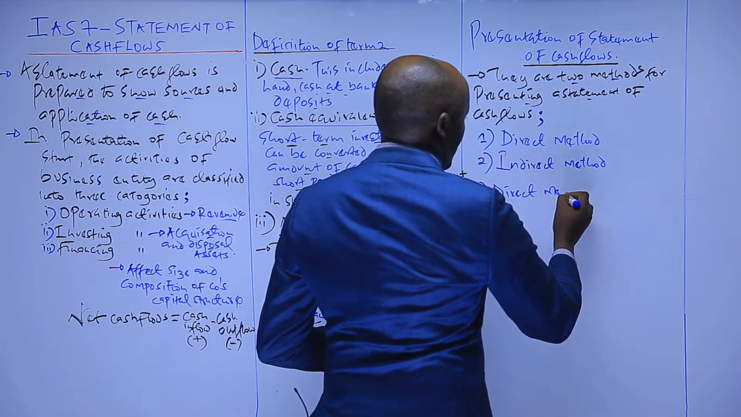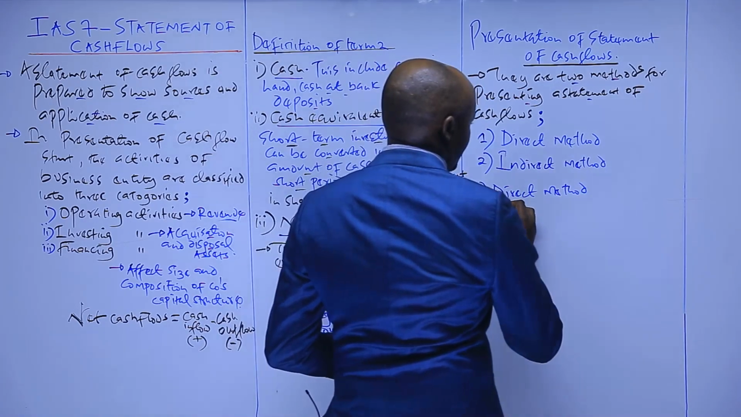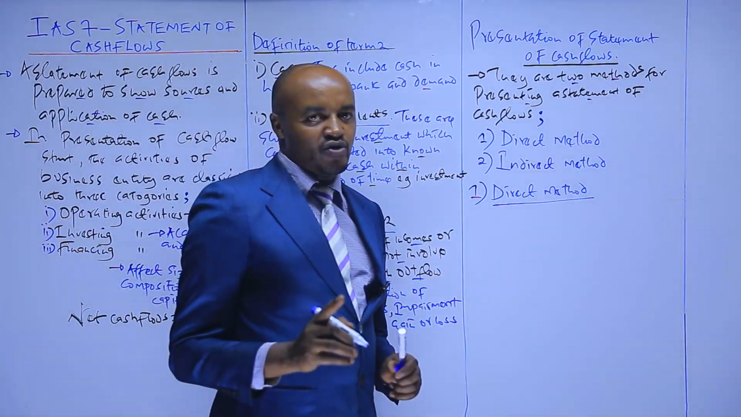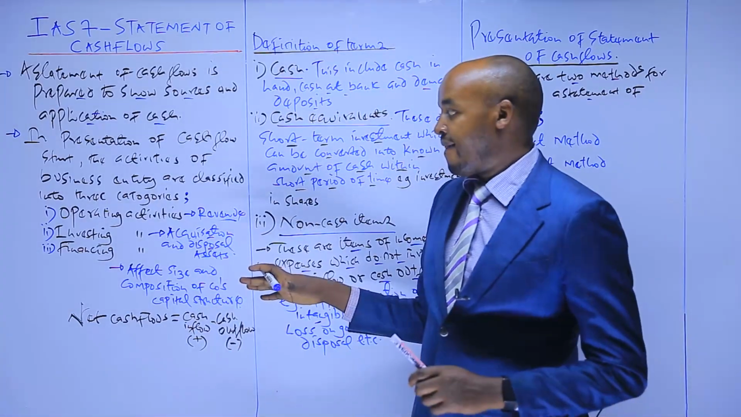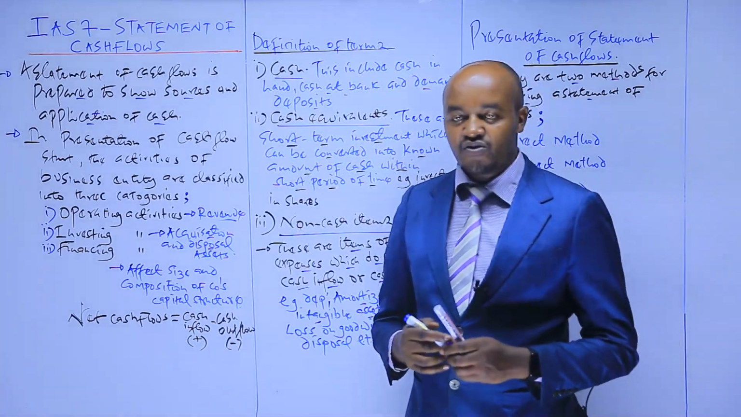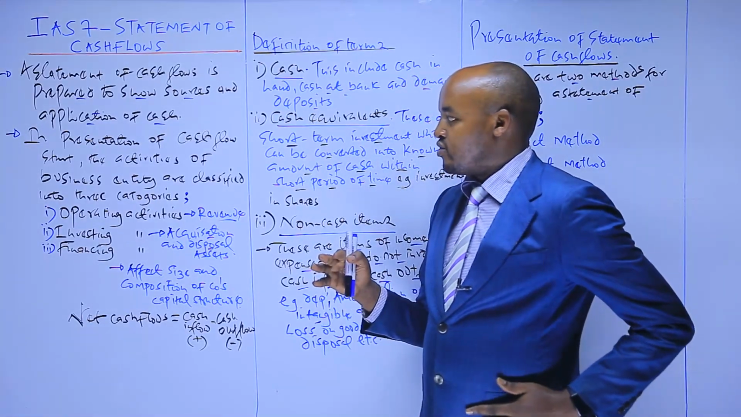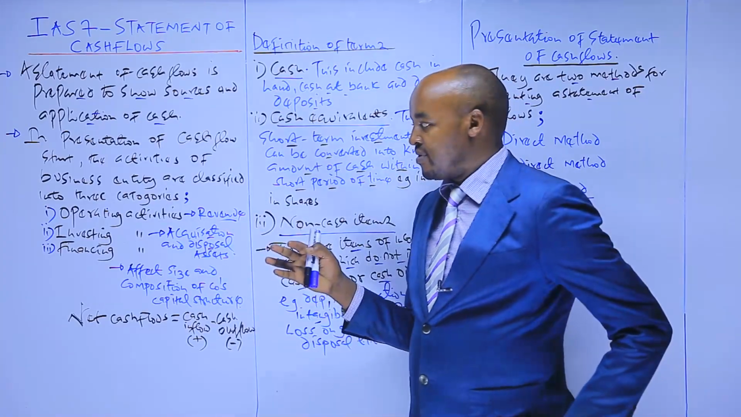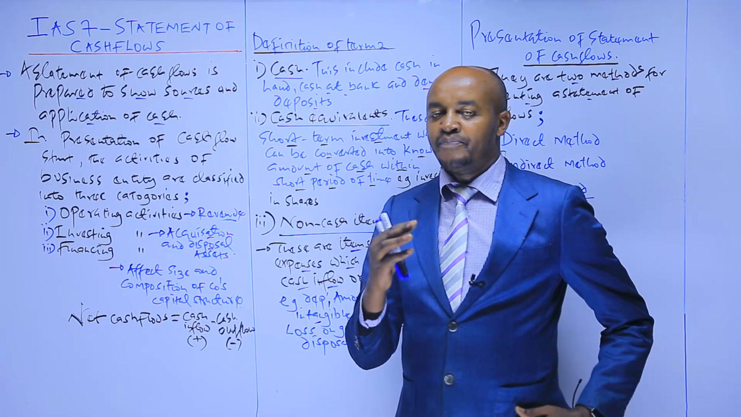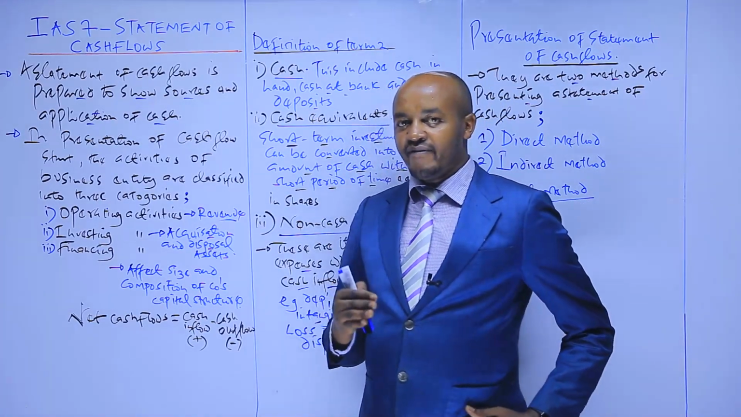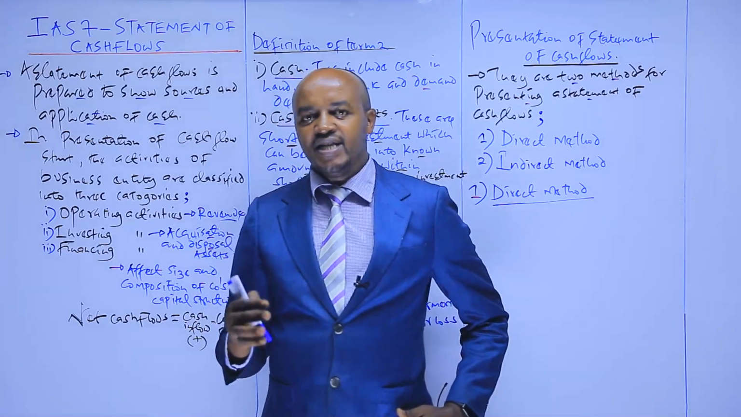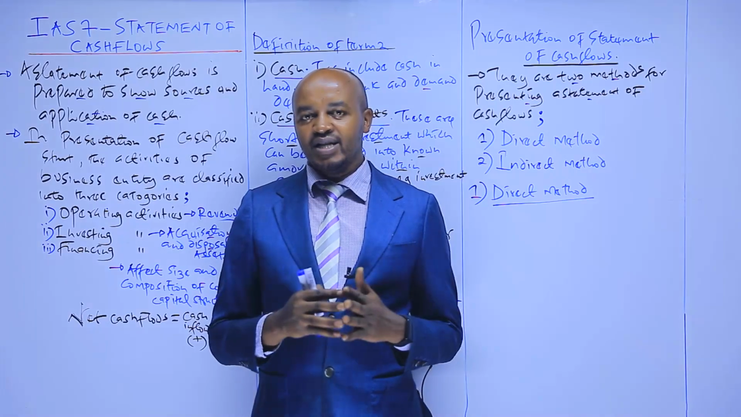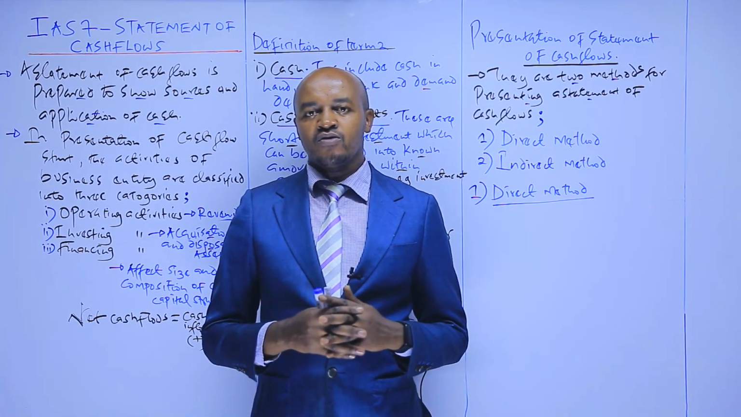Direct method. But even before we discuss what a direct method is, it is important to recall that in preparing the statement of cash flows in accordance with IAS 7, you have to determine the net cash flow from operating activities, net cash flow from investing activities, and net cash flow from financing activities. So the difference between the direct and indirect method is how we determine the net cash flows from operating activities.